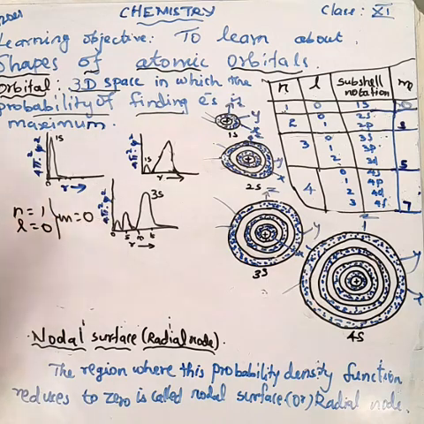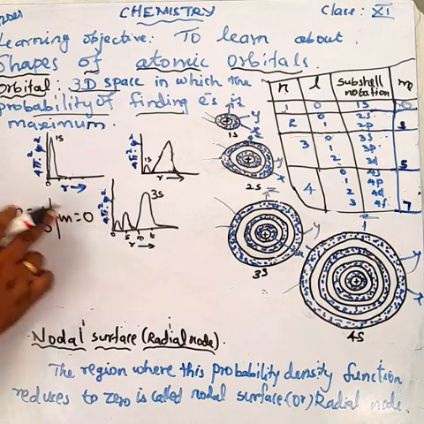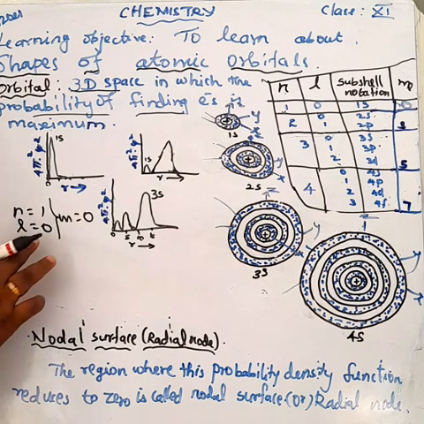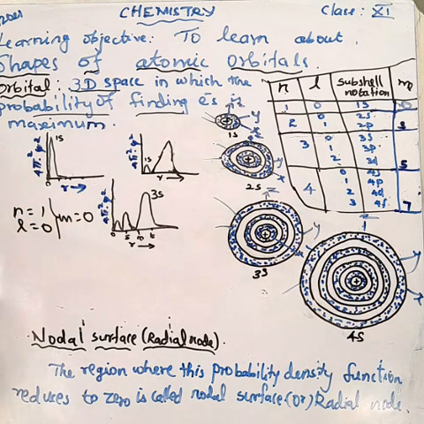Okay, only one orientation. M means magnetic quantum number, it represents the orientation of an orbital. So for l equal to 0, that is the s orbital, only one orientation there, and the value is 0. This means that the probability of finding an electron is the same in all directions at a given distance from the nucleus.